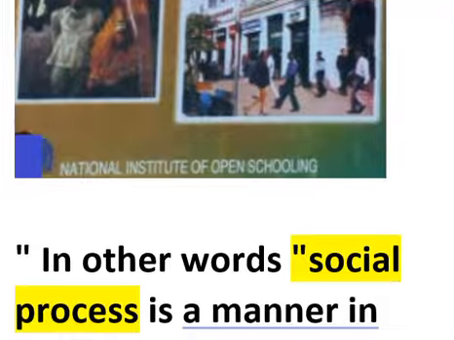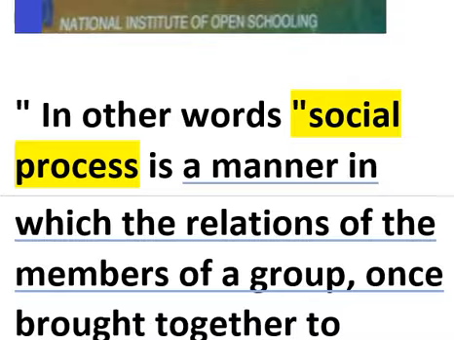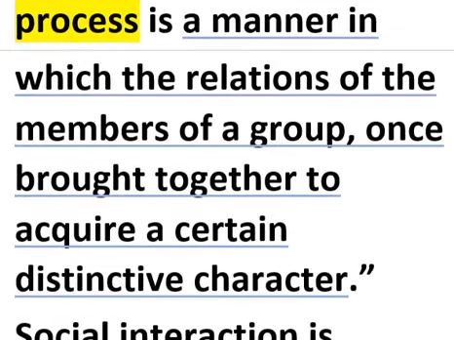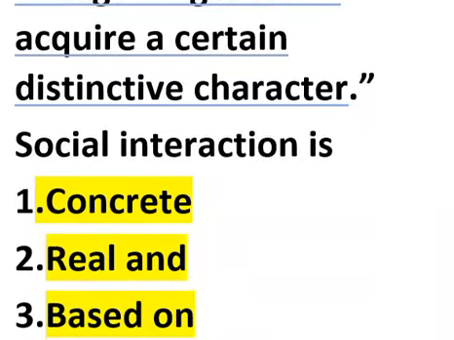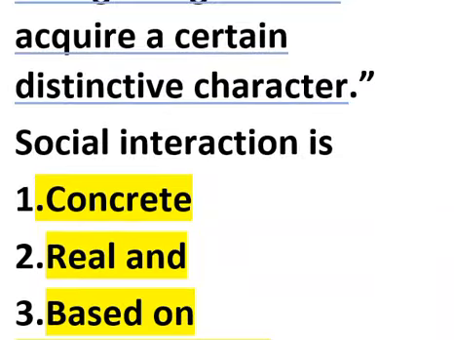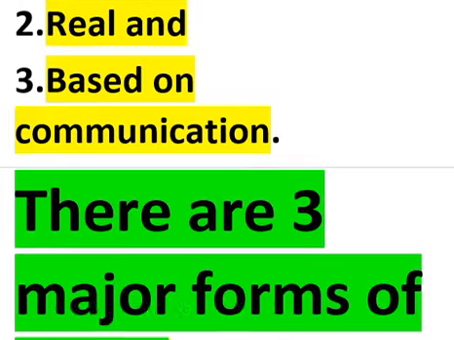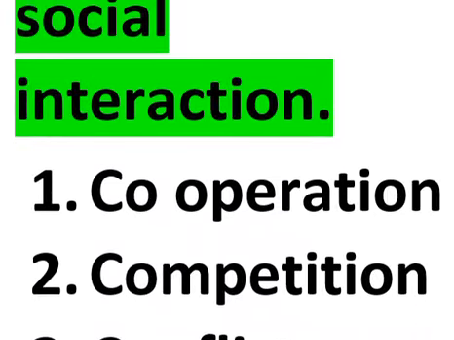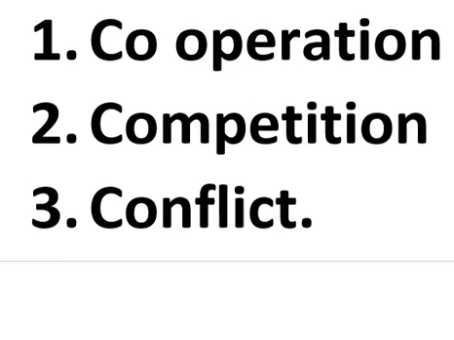In other words, social process is a manner in which the relations of the members of a group, once brought together, acquire a certain distinctive character. So, social interaction is concrete, real, and based on communication. There are three major forms of social interaction: 1. Cooperation. 2. Competition. 3. Conflict. These are the three major types of social interaction.